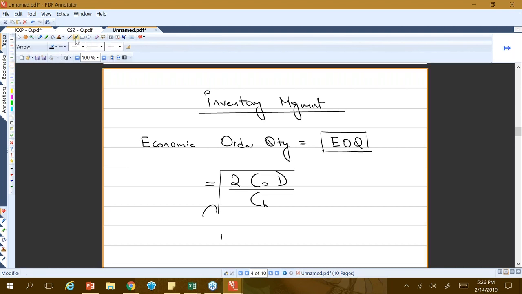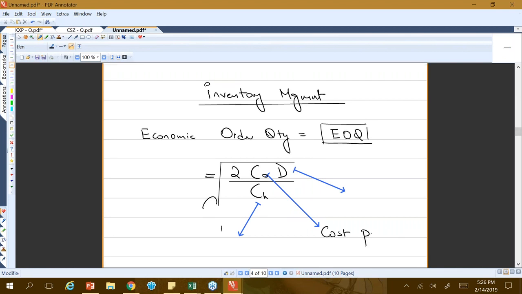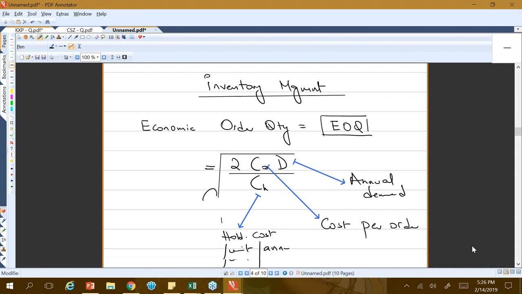The three things here, the C naught, the D, and CH. C naught is the cost per order, or the ordering cost. D is your annual demand, and CH is the holding cost per unit per annum. That is our EOQ.